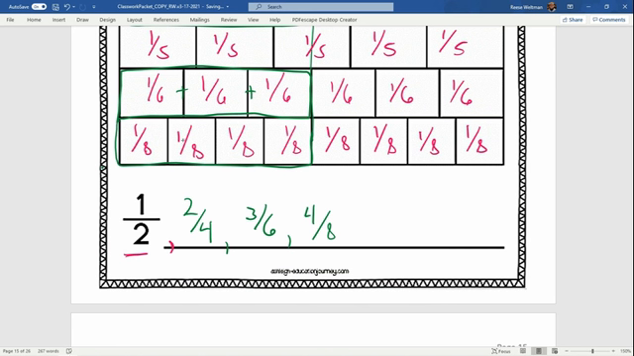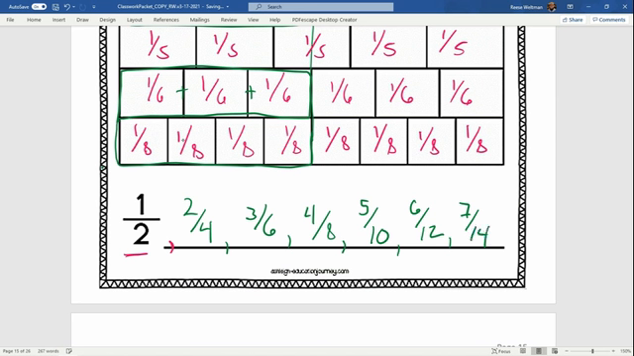Now, here's where one pattern is. Look at the numerator. 1, 2, 3, 4. They're going up 1 each time, right? The denominator is going up by 2s. 2, 4, 6, 8. Those are multiples of 2, right? We're going up by 2s. We're counting by 2s. Skip counting by 2s. So what we could do is we could also say that, okay, well, if that's the case, then that means our next one would be 5 out of 10. And then 6 out of 12. And then 7 out of 14.